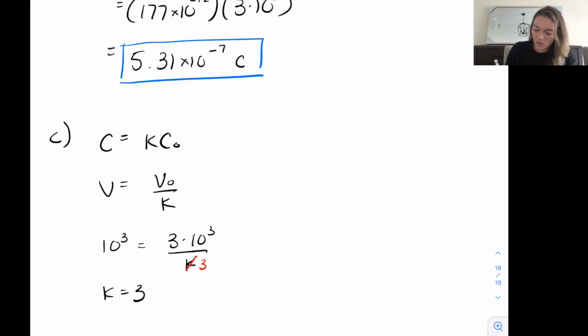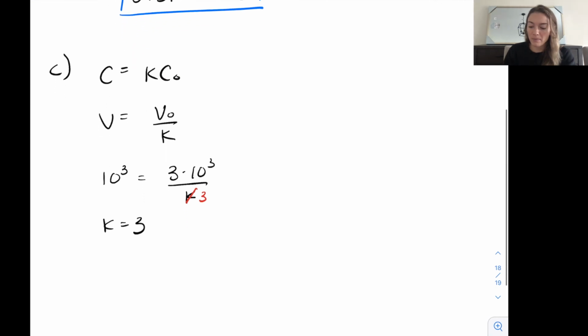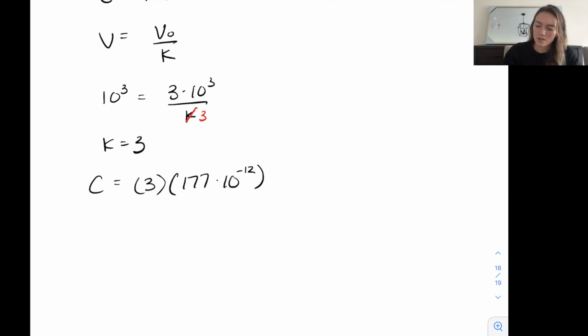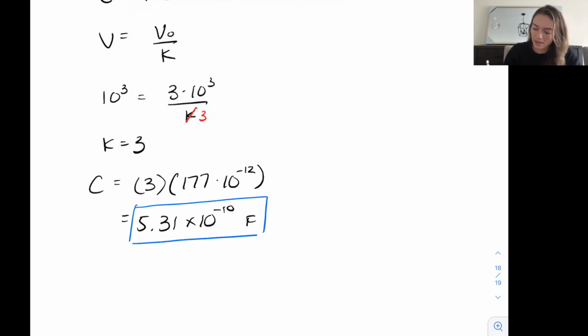So K is equal to 3. So now we can just plug that into this equation and solve for our capacitance after the dielectric has been inserted. So the capacitance after the dielectric is just the dielectric constant times the original capacitance, which was just 177 times 10 to the negative 12. And that comes out to 5.31 times 10 to the negative 10 farads. So this is our capacitance after the dielectric is inserted.